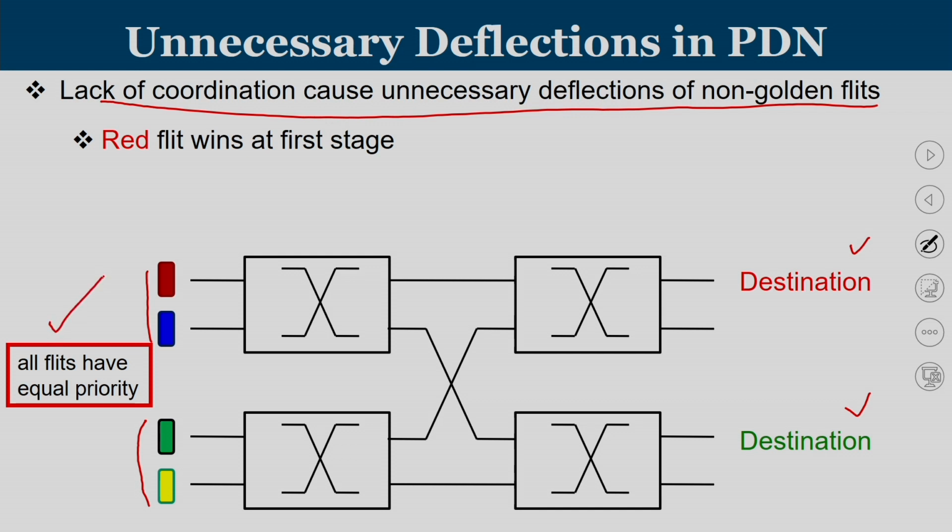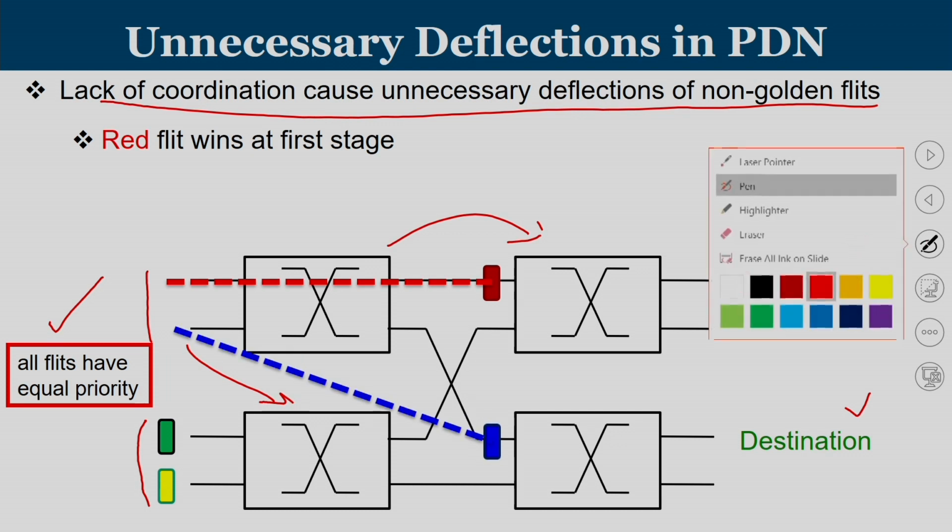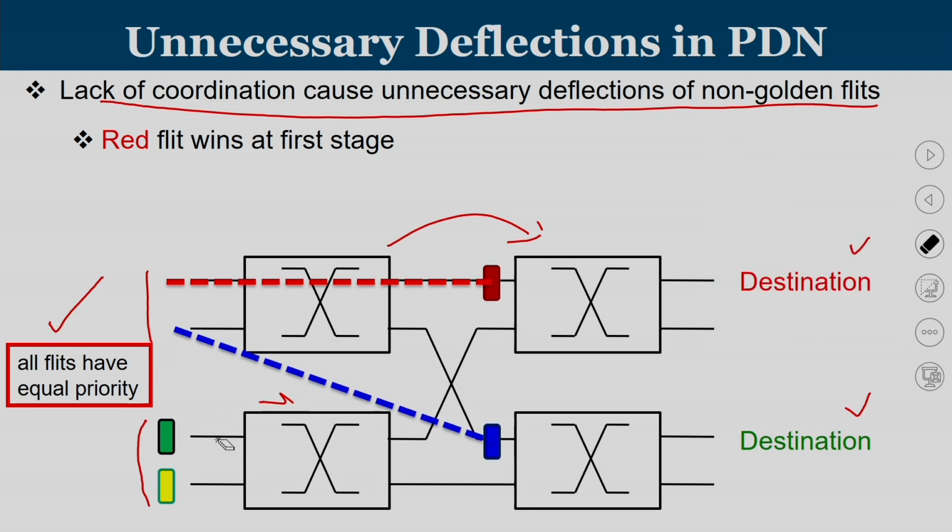Now assume that the red flit is going to win at stage 1. So the red flit will proceed into this arbiter. Automatically the blue has to come down. So the red flit will go straight and the blue flit has to come down. That is what is happening with respect to the first one.